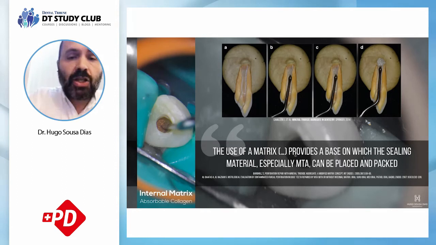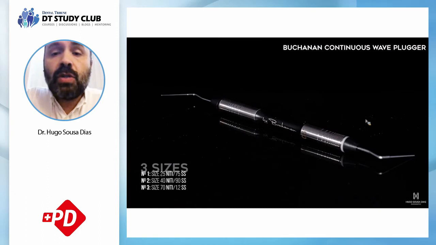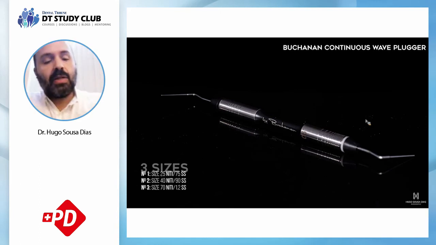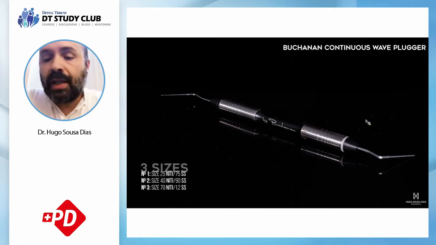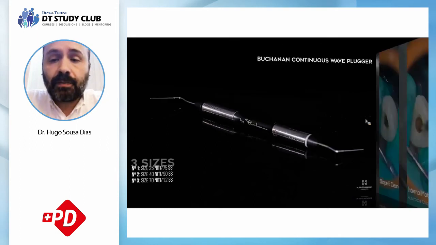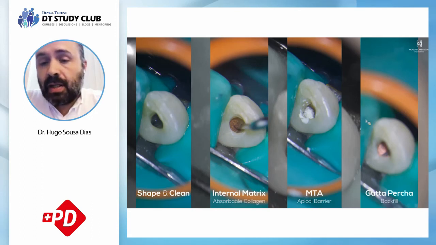And for application of this barrier and for application of MTA, I like to use the Buchanan continuous wave plugger, because I have 3 sizes with different diameters, and in each one I have one tip in MTA and another one in stainless steel. I can use the MTA part in a very efficient and very safe way to make the vertical condensation of my matrix and my MTA. After that, I'm going to do my apical barrier with the MTA, and after that, I'm going to do the backfill with gutta percha.